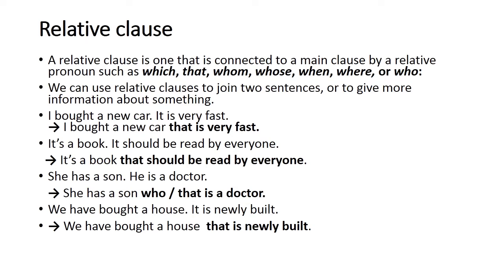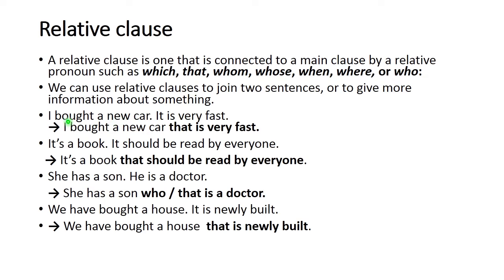The next type is called the relative clause. A relative clause is one that is connected to a main clause by a relative pronoun such as which, that, whom, whose, when, where, or who. So these are called relative pronouns. And because these relative pronouns are used in these clauses, they are called relative clauses, because they relate one clause to another clause.